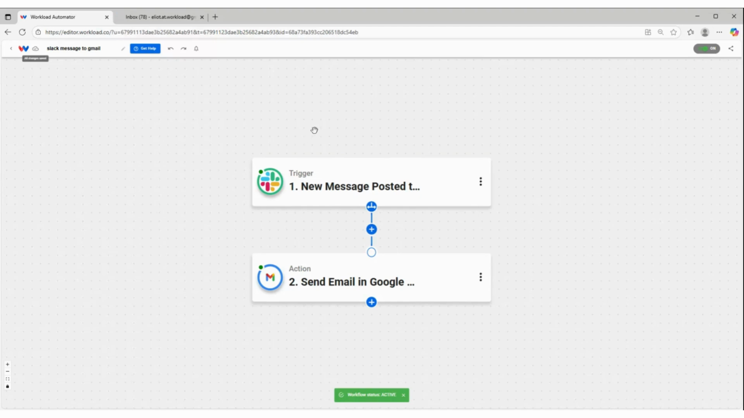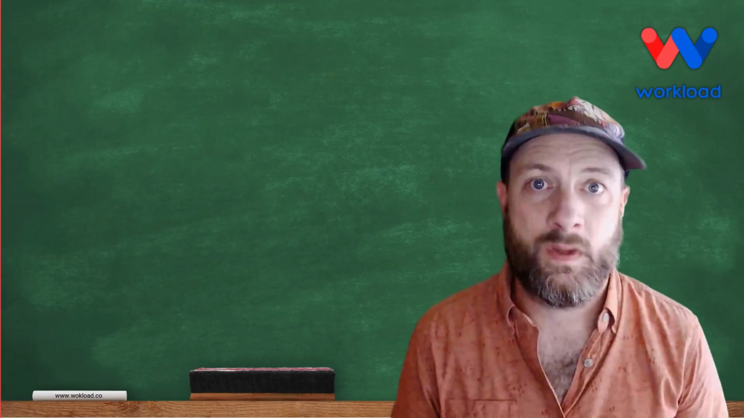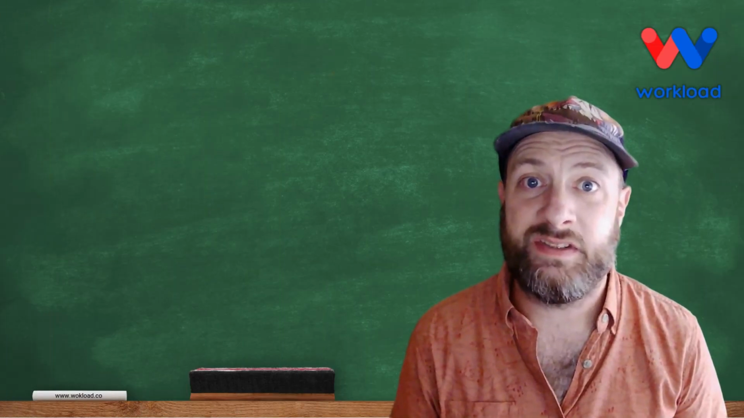And now every time there's a new message posted to that specific Slack channel, the contents of that message will be emailed to me in Gmail. That's how you can turn a new message in Slack into an email in Gmail.